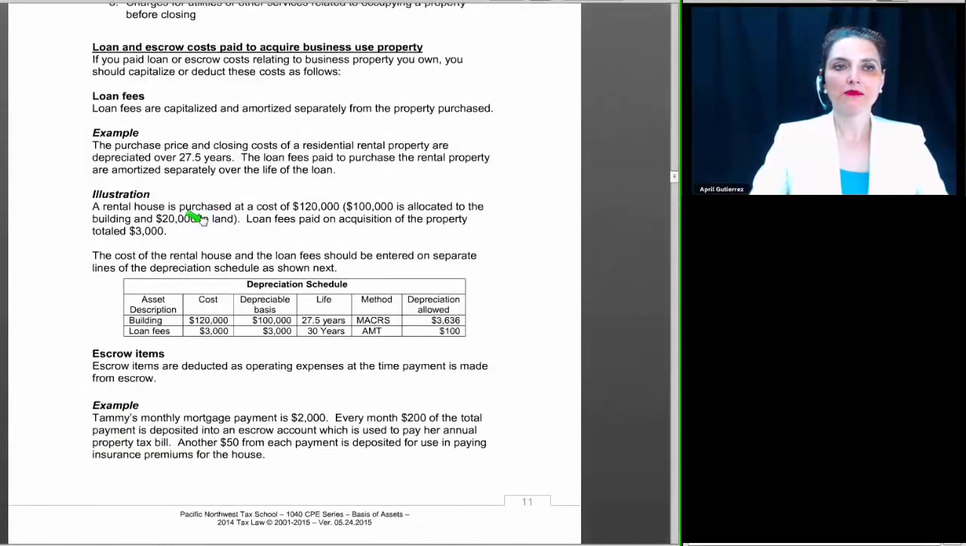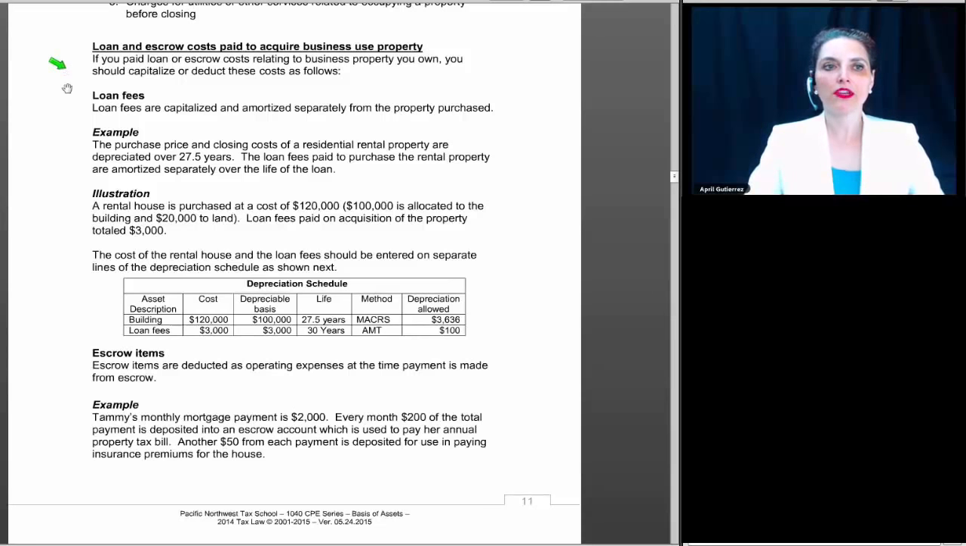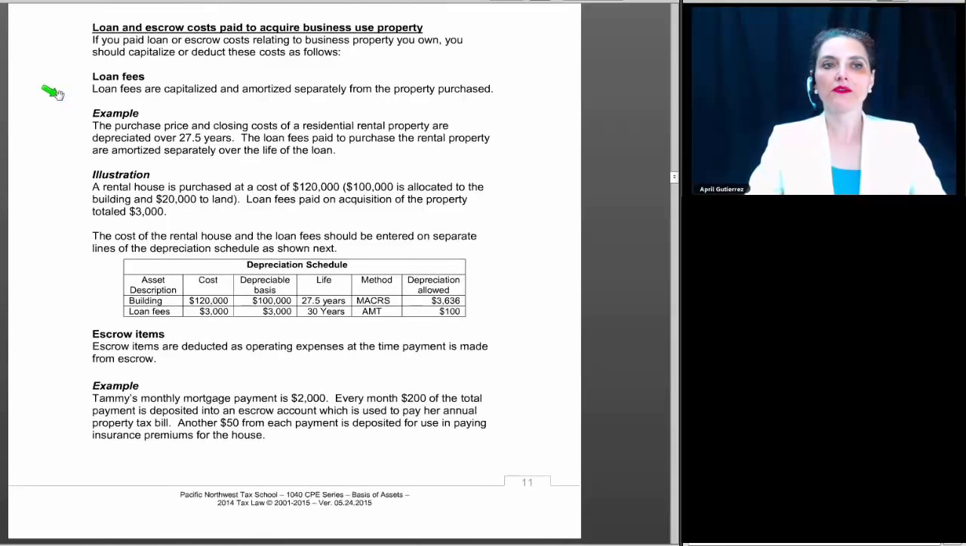All right, so picking up with where we left off, we're going to be moving on now with loan and escrow costs paid to acquire business use property. If you paid loan or escrow costs relating to business property that you own, you should capitalize or deduct these costs as follows. Firstly, loan fees. Loan fees are capitalized and are amortized separately from the property that you purchase.